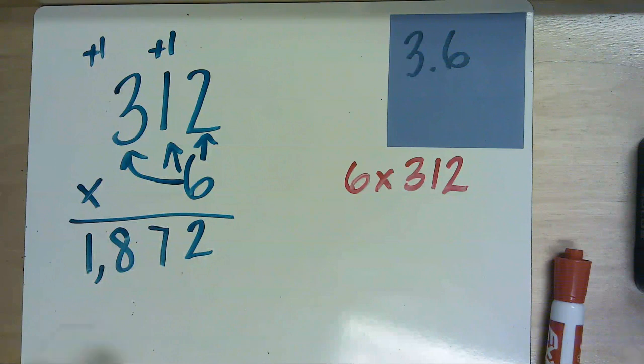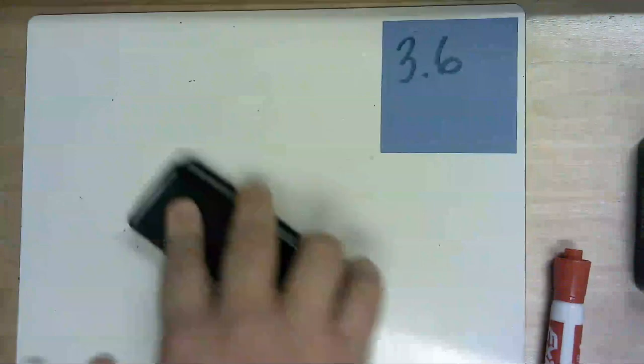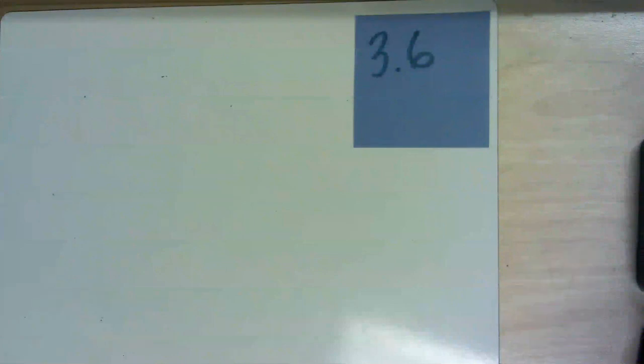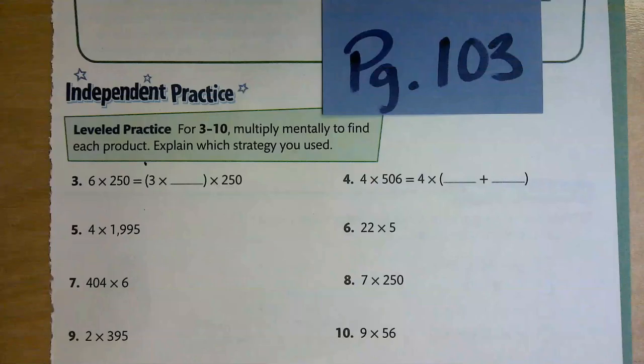All right. I'm going to ask you to go ahead and grab your book. You can go ahead and erase this. You can put your whiteboard away, and we are going to get started on page 103 down at the independent practice. All right. So go ahead, grab your book with me right now and open up to page 103.